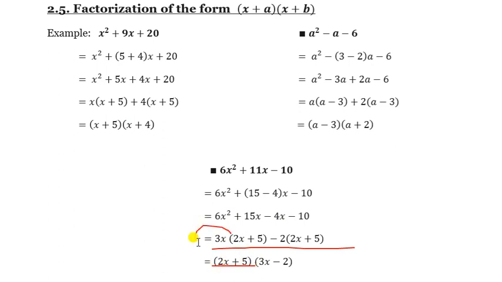If we take 2x plus 5 common, then here will be 3x, and here will be minus 2, so 3x minus 2 also will come. So 2x plus 5 and 3x minus 2 are the factors of the given expression. Is it clear?